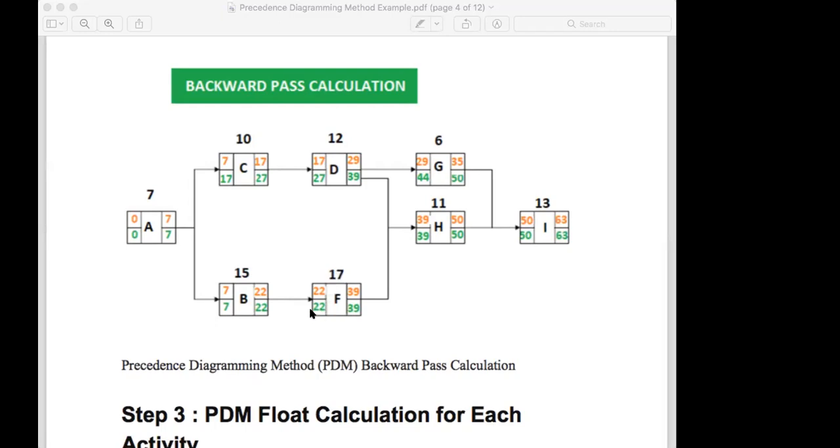22. Now it is the 22nd. Subtracting 15 gives 7. Okay, it's 7 and 7, 0.